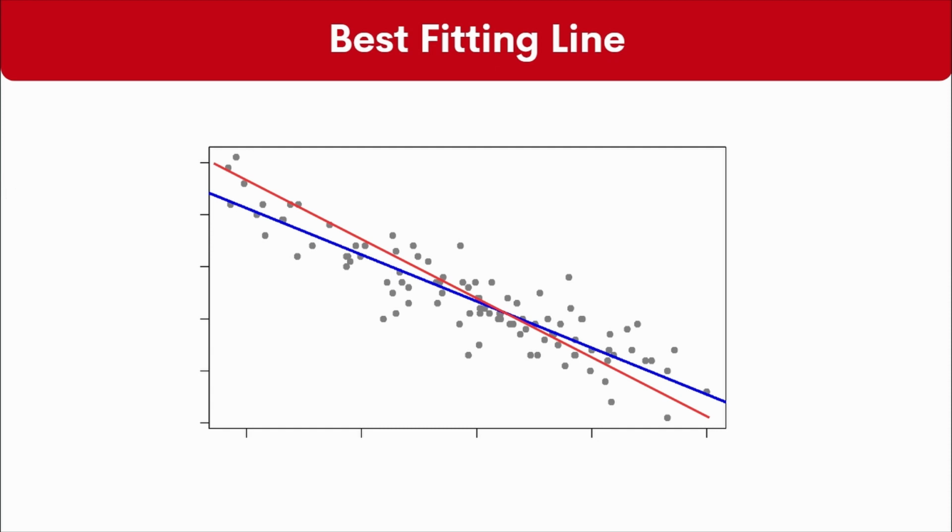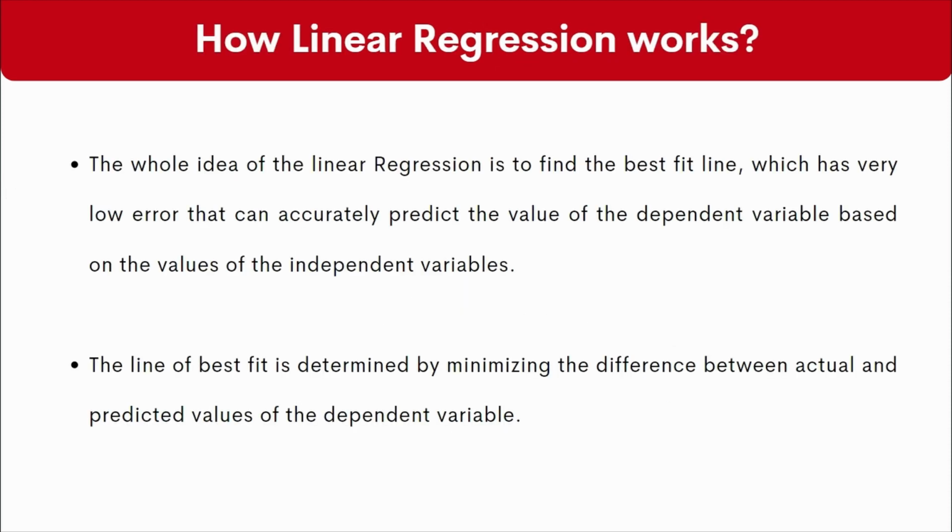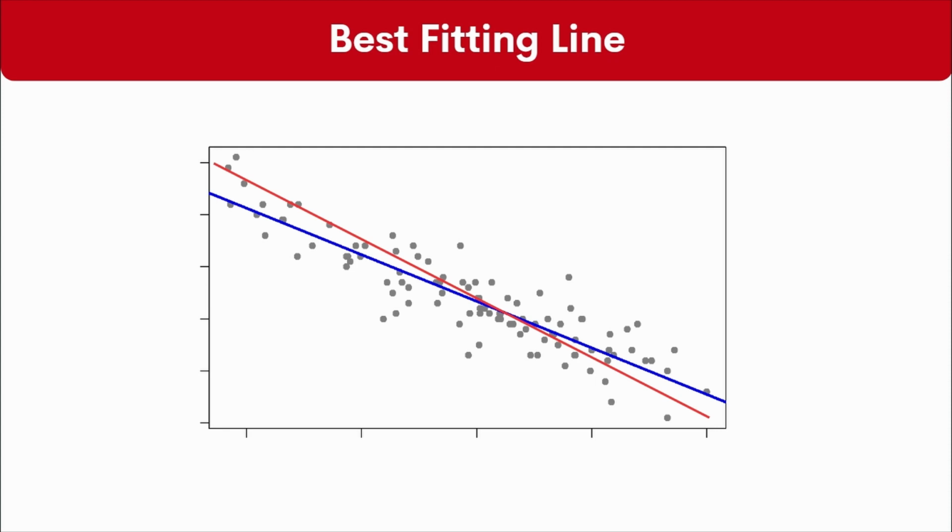Now, how does linear regression work and how is a best fitting line obtained? What is the best fitted line? You can draw multiple lines here, and each line is going to give you a different prediction. This is actually chaos. How does it find the best line?